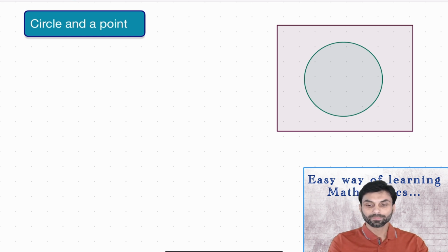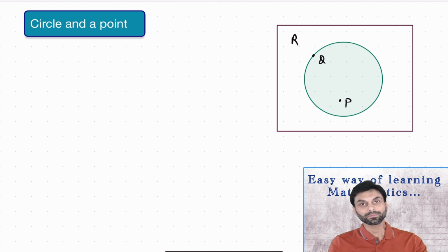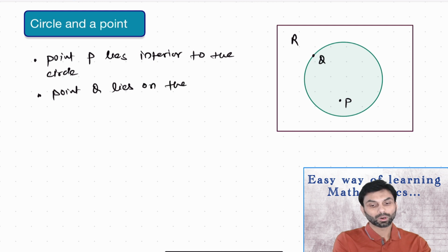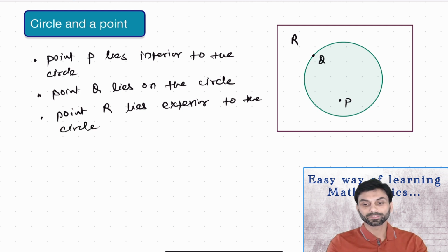So in this case, let us take a point P, point Q, and point R. Considering the rectangular region as a plane, we can say that point P lies interior to the circle, point Q lies on the circle, and point R lies exterior to the circle.